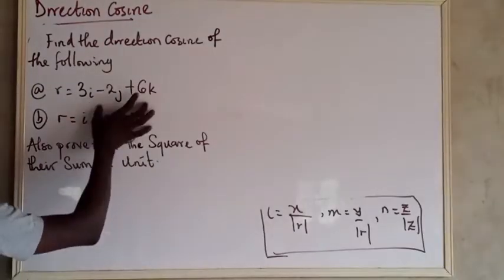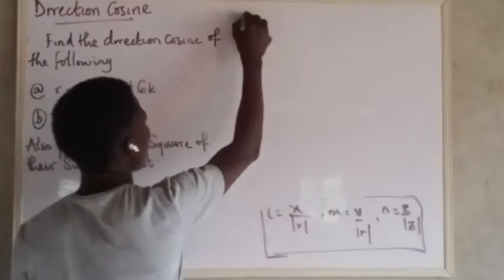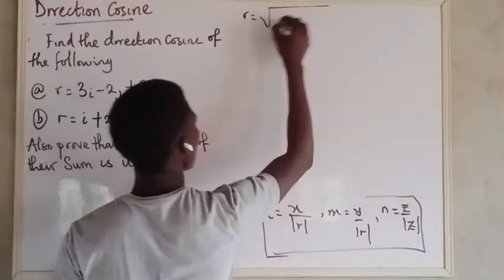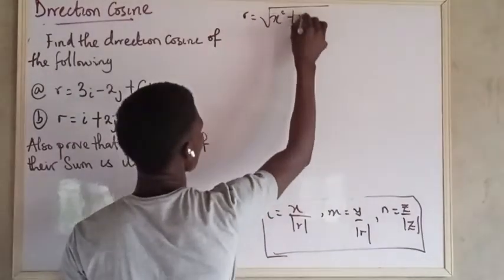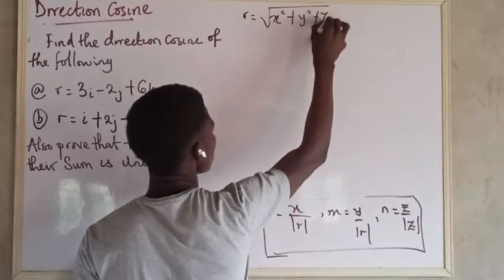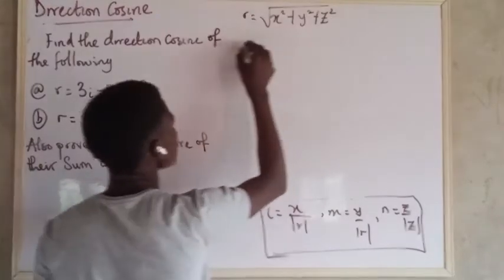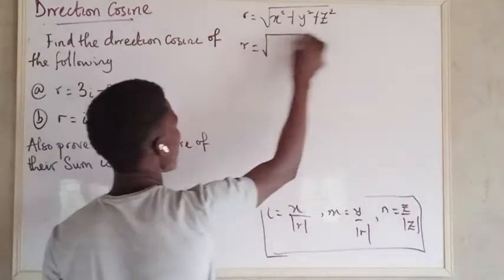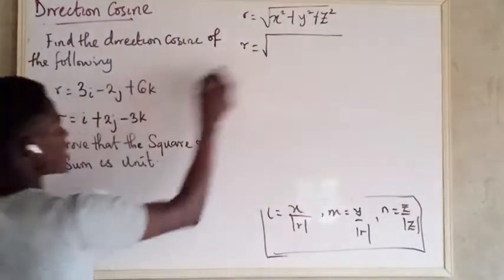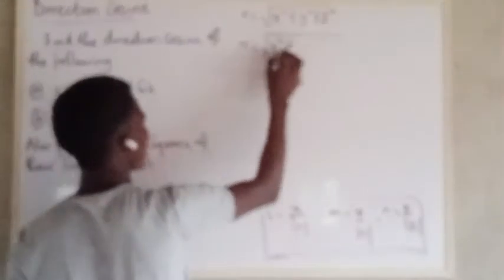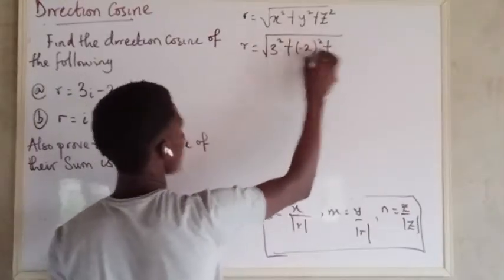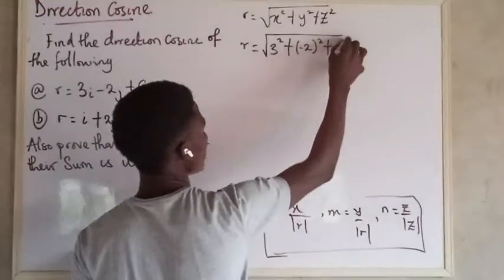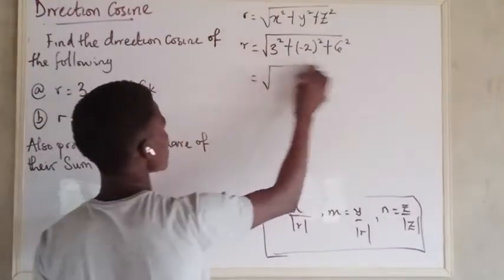And how will I get the magnitude? Very simple. r equals the square root of x squared plus y squared plus z squared. So my r will now be equal to the square root of, what is the x? That's 3 squared, plus what is the y? That's minus 2 squared, plus what is the z? That's 6 squared.